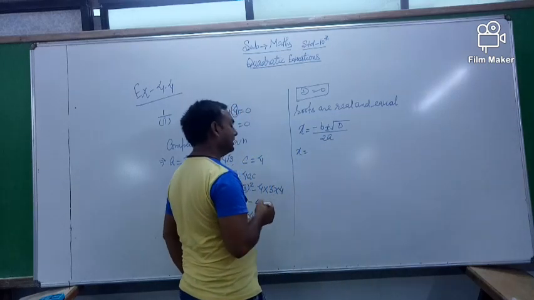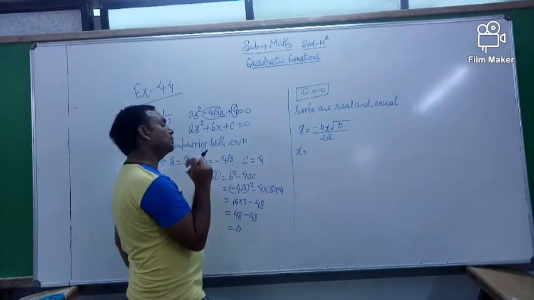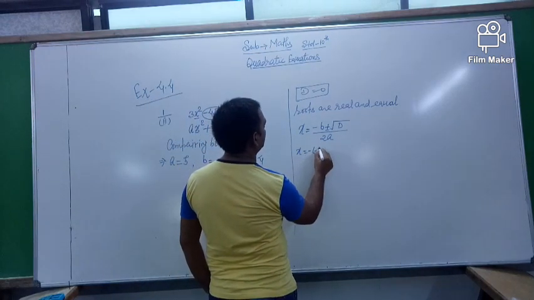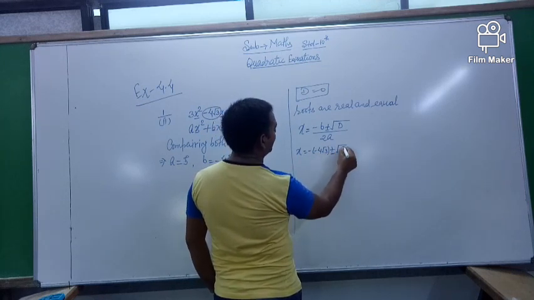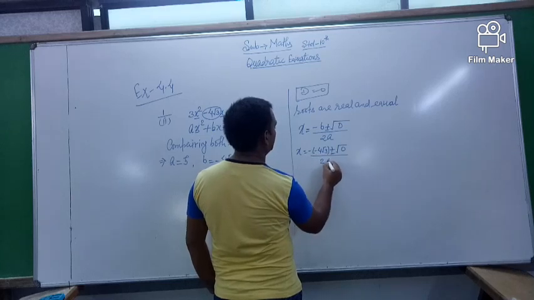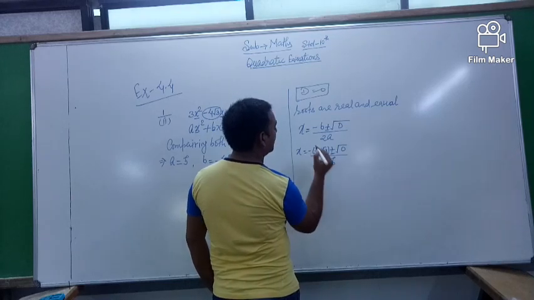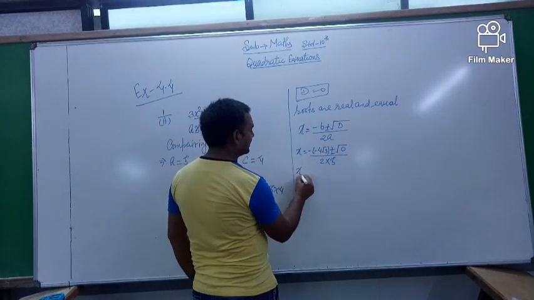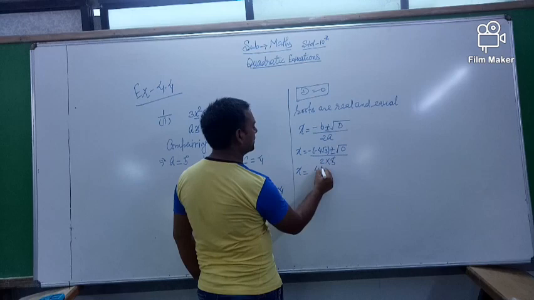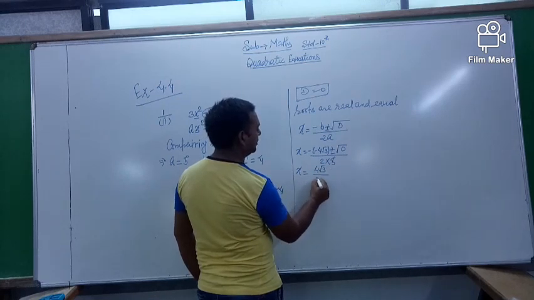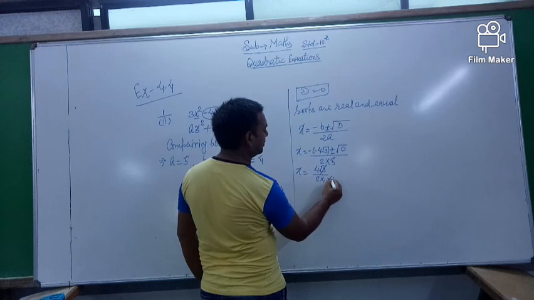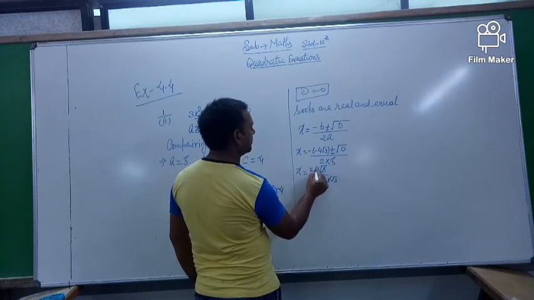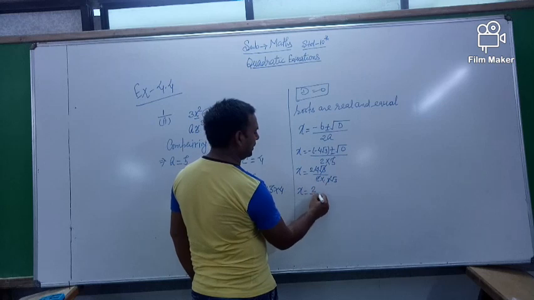x is equal to minus b. The value of b is minus 4 under root 3. So minus of minus 4 under root 3 plus minus the value of D, that is 0, divided by 2 into a. The value of a is equal to 3. So x is equal to plus 4 under root 3 divided by 2 into 3. So root 3 cancels with 3 by root 3, and 2 times 2 is 4. So x is equal to 2 under root 3.